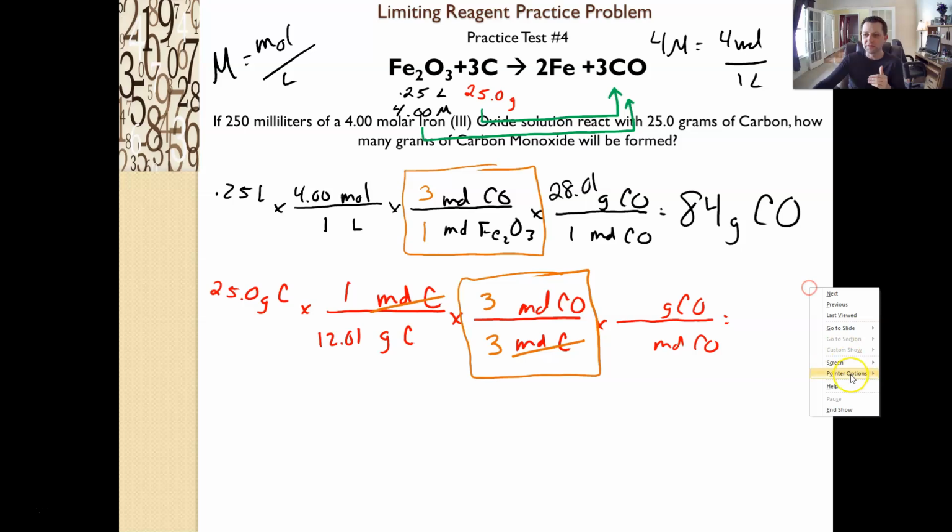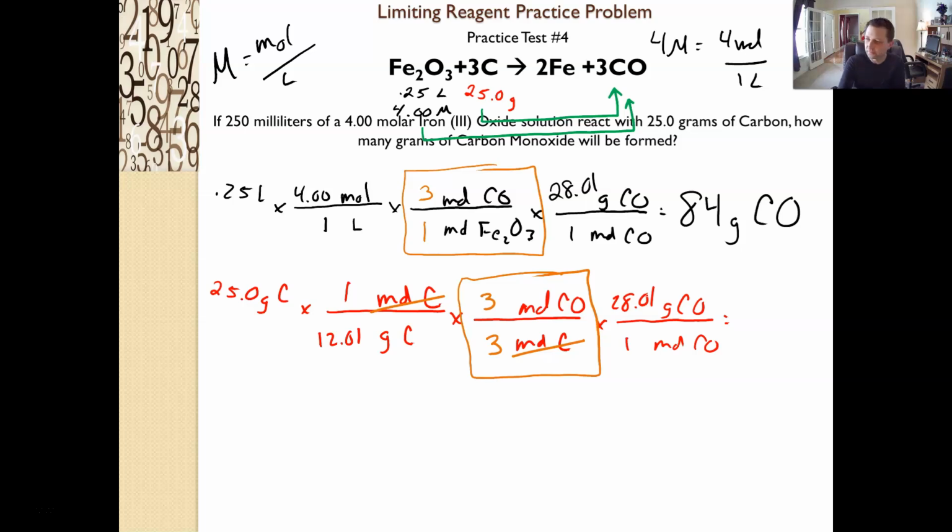All right? Let's finish it off by putting in the information for the last step, which is the same as above. 1 mole of carbon monoxide is 28.01 grams of carbon monoxide. Go ahead and do the math, and you get 58.3 grams of carbon monoxide.